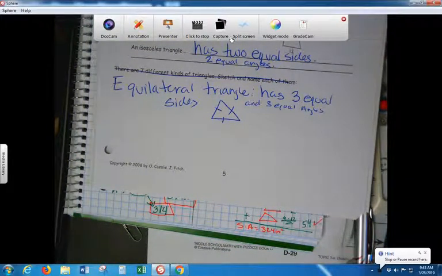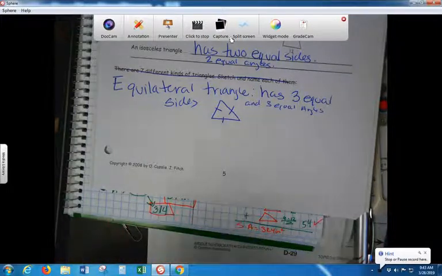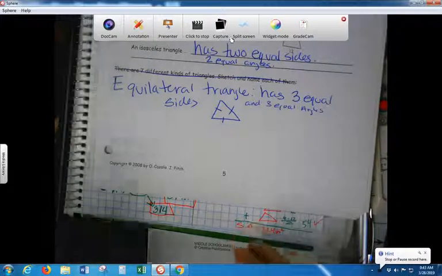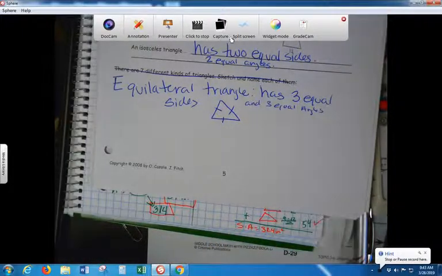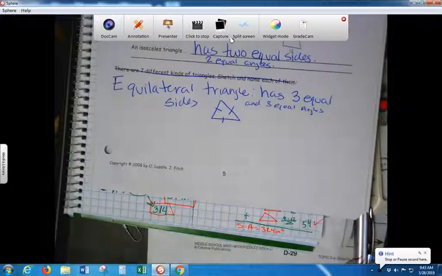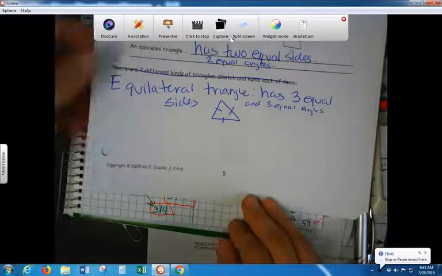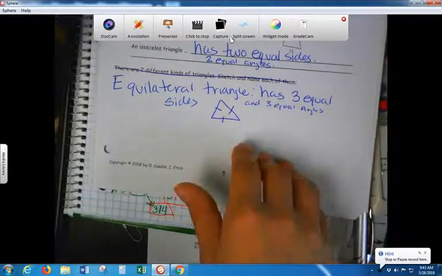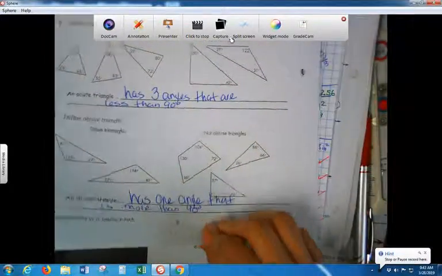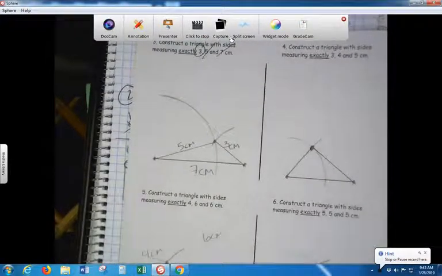Equilateral. So, we're going to be naming our triangles using two words. One word from page 4 and one word from page 5. It's like giving your triangle a first and last name. Okay? Everybody's born. Okay, now go back to page 2.